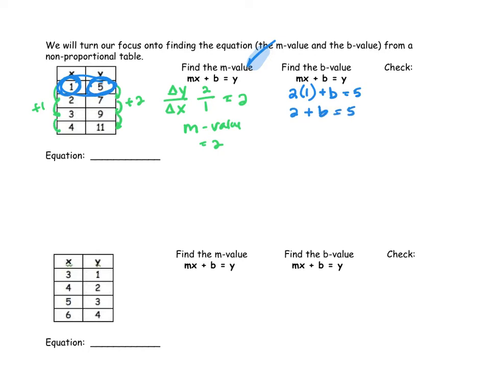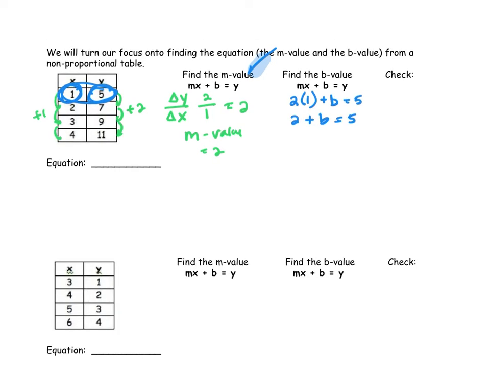And we can use our logic and say 2 plus what number would give me 5? And if you said 3, that was correct. If you're not sure about it, you can use your solving skills to prove that answer, that b is 3.